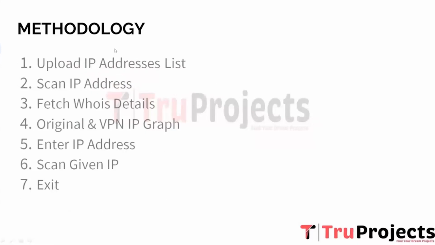Now coming to the methodology part. First, upload IP addresses list. This option allows you to upload a list of IP addresses to the tool. The tool will then scan the IP addresses for signs of masking. Second, scan IP address. This option allows you to scan a single IP address for signs of masking. Third, fetch whois details. This option allows you to retrieve the whois information for an IP address. Whois information can be used to identify the owner of an IP address.